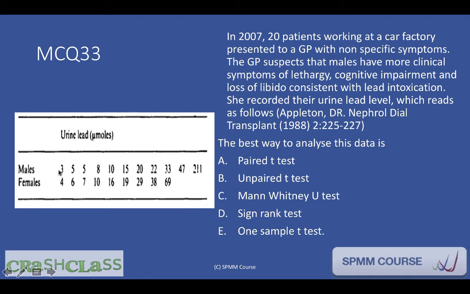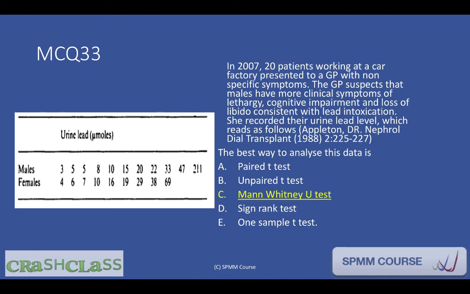Some people have 3 very small values, and this person has a very large value. Okay, so this is an outlier. An outlier is going to skew the data. When the data is skewed, you cannot use a paired t-test or an unpaired t-test. You cannot use a t-test for skewed data. So you'll only use the Mann-Whitney U-test, and that's the right answer because it's non-parametric.